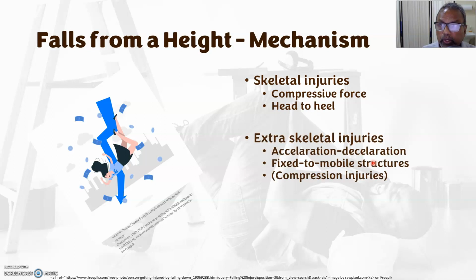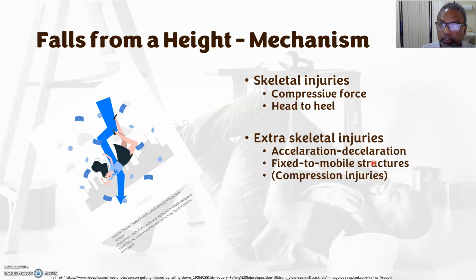We can also sustain extra-skeletal injuries, but specifically related to the fall mechanism. And these are usually acceleration deceleration injuries, and if we remember that mechanism, then it's not hard to figure out that most of these injuries occur where fixed and mobile structures meet, and then when the fixed structure is abruptly stopped, so when the person falls and hits the ground, the mobile structure continues to move and there is a shearing force between the two, which could cause tearing and injury.